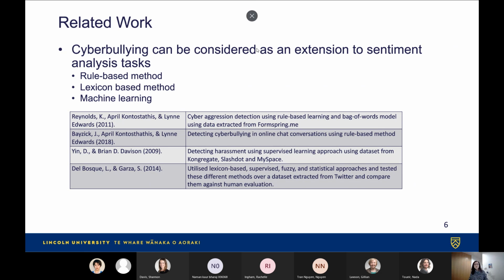Okay, and then they've also used some more sophisticated techniques like machine learning. And this one here, because it's fairly recent, they extracted the data from Twitter. So how many of you use Twitter? No one? I'm sure you use Twitter, or at least Facebook, right? Facebook would be the most popular one, right?